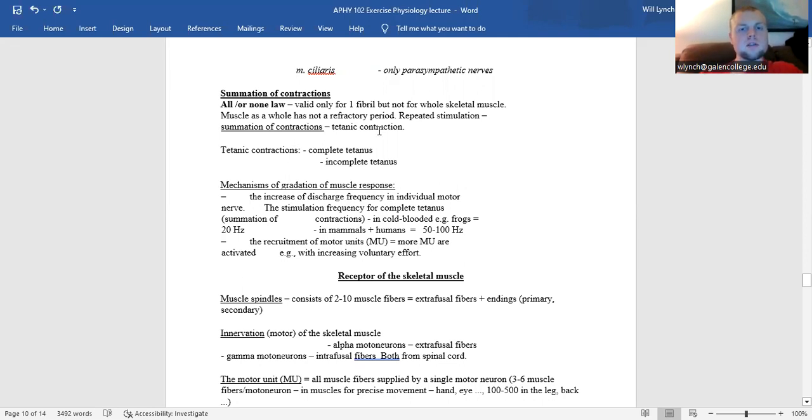The muscle as a whole does not have a refractory period. Okay, so that means that we can have continuous stimulation of the muscle. And if we have continuous stimulation of the muscle, it will reach what we call a tetanic contraction. There can be complete tetanus where there's absolutely no change in the force output, and an incomplete tetanic contraction where there is a slight undulation of force output.